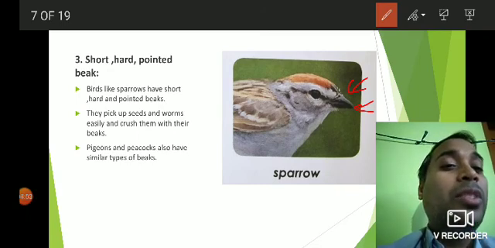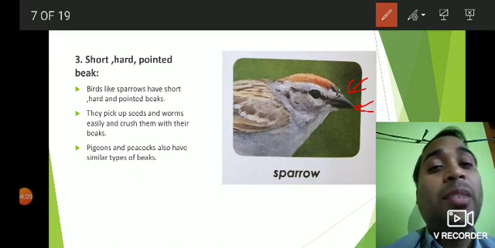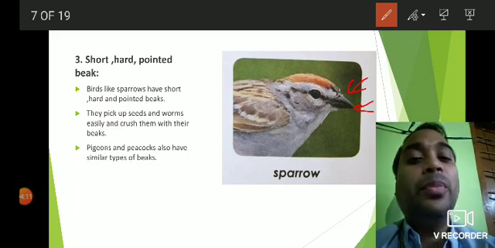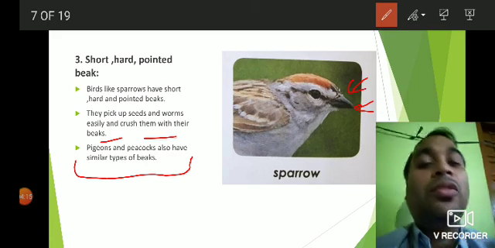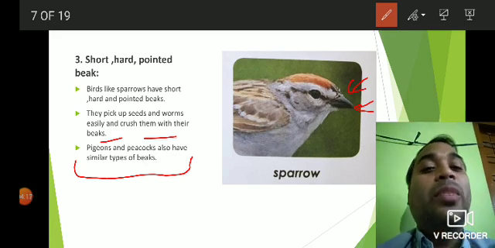Some other birds which have similar types of beaks are pigeons and peacocks. So remember these examples: along with the sparrow, pigeons and peacocks also have this similar type of beak.